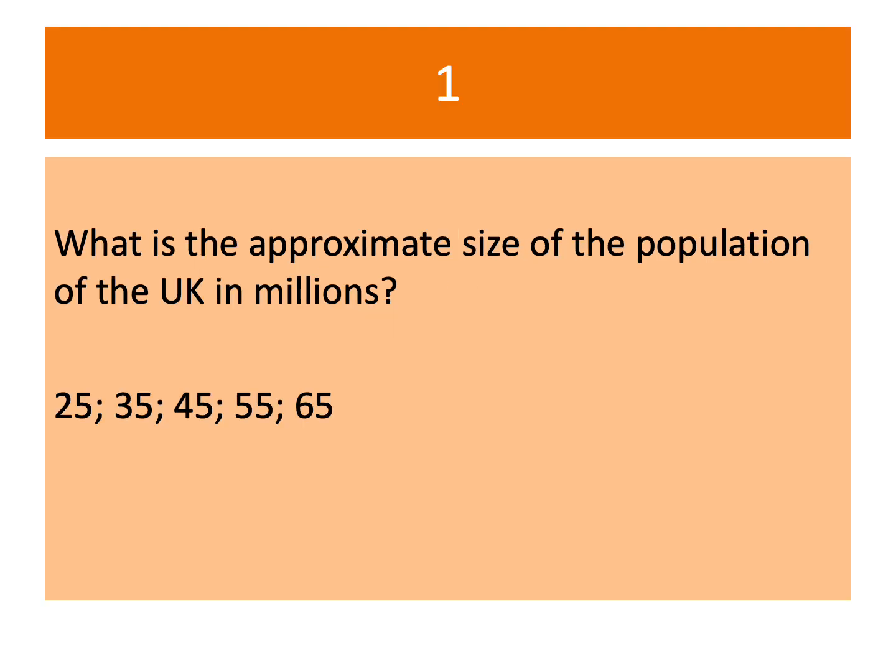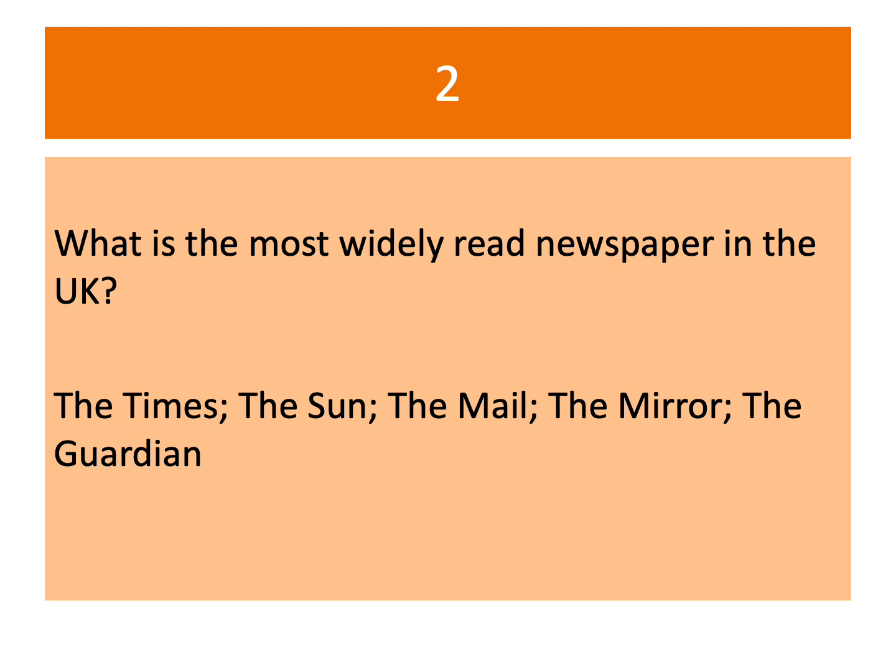So the first one: what is the approximate size of the population of the UK in millions? 25 million, 35, 45, 55 or 65 million people living in the UK. Jot down your answer. Okay, question two. What is the most widely read newspaper in the UK? Is it the Times, the Sun, the Daily Mail, the Mirror or the Guardian?